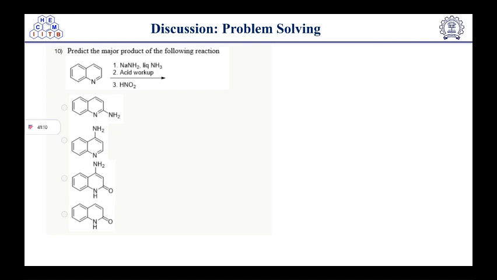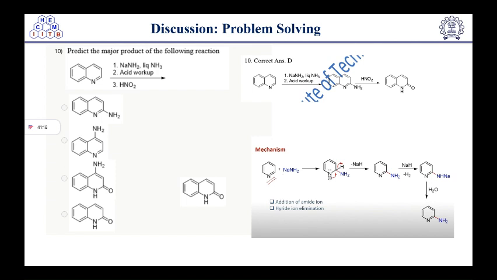Next question is the last question. Predict the major product of the following reaction. So here, this is the Chichibabin reaction we have earlier discussed. So in this Chichibabin reaction, what happened first? So all of you know that the NH2 group will attack on the ortho position here this way, and negative charge will generate on this part, nitrogen. And then aromatization will take place to give the corresponding alpha amino pyridine.